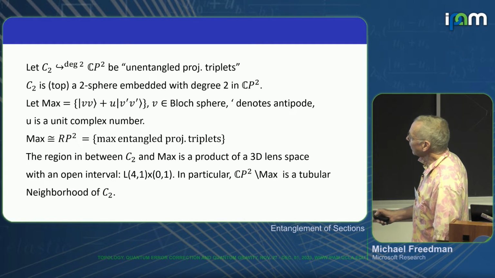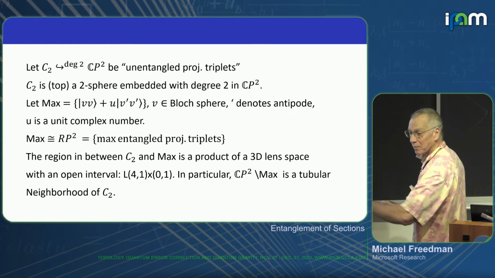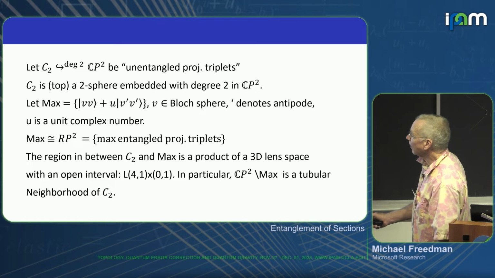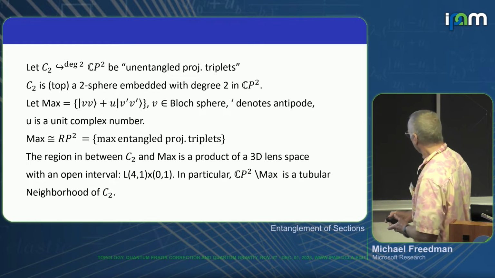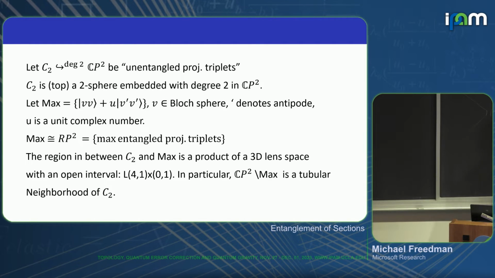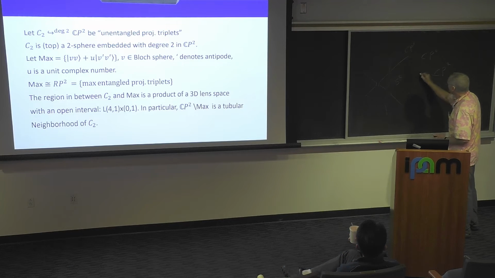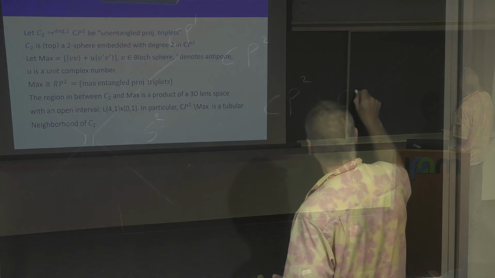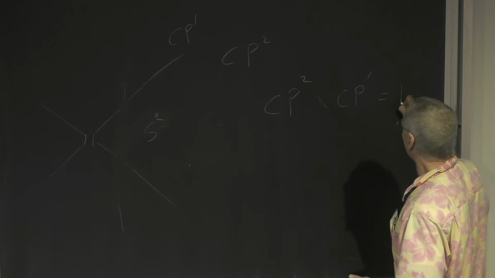Now it turns out, with a little analysis, that the region between unentangled and maximally entangled is actually a product of some 3D lens space with the interval. It's this lens space, which has fundamental group Z4, cross an open interval. So the picture of CP2 is kind of a cool picture. Everyone knows what happens if you remove CP1 from CP2. This is just the cell structure. This is equal to the 4-disk.